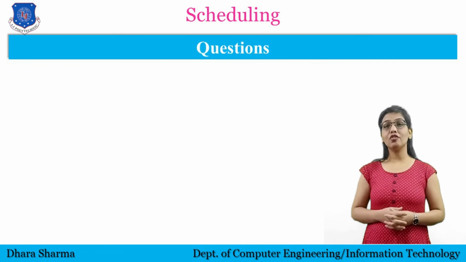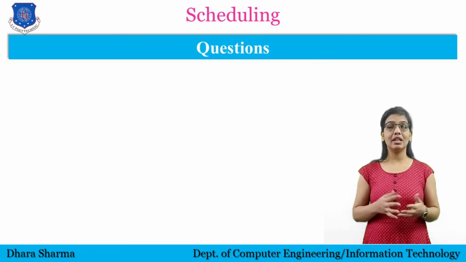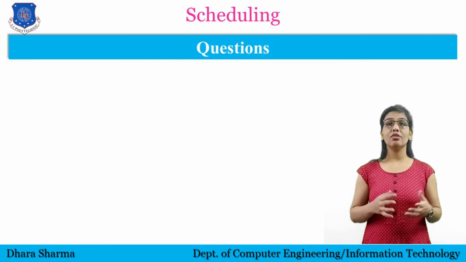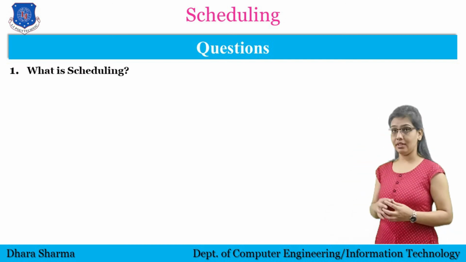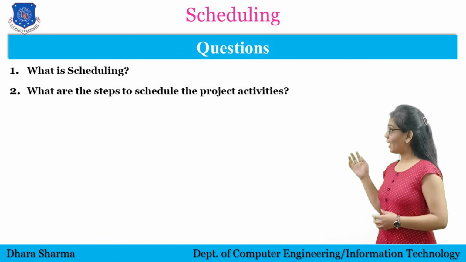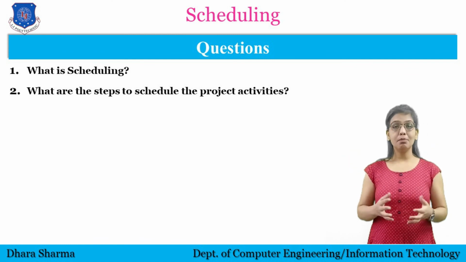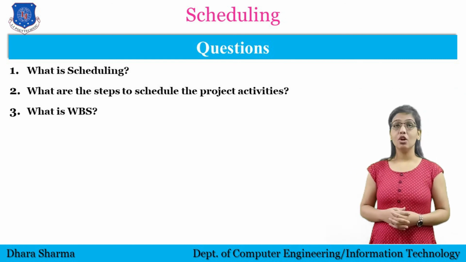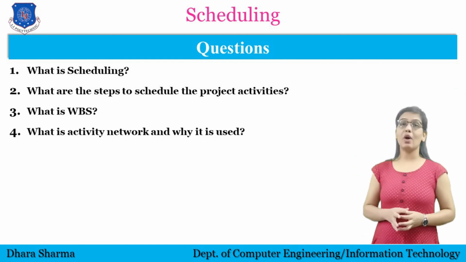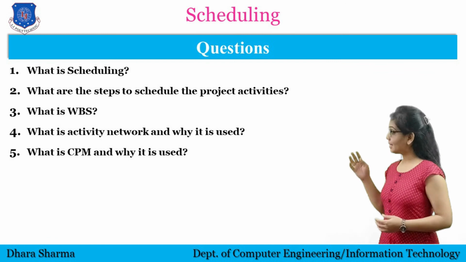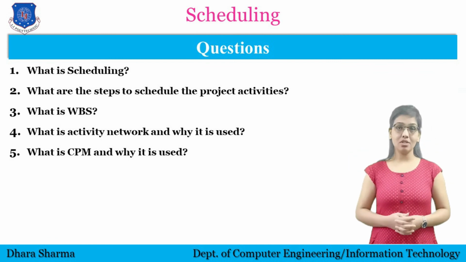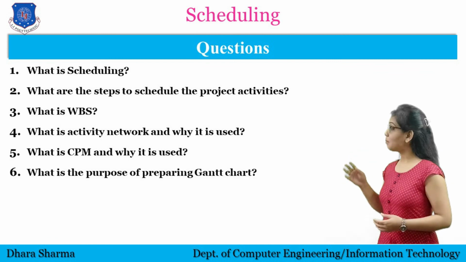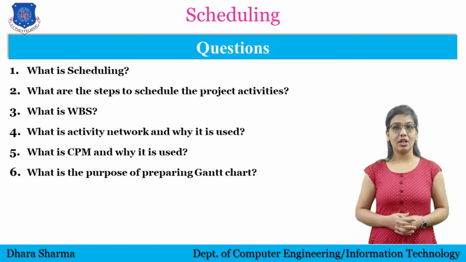Now let's see some of the important questions related to the concepts we learned in this video. So the first one is, what is scheduling? Then what are the steps to schedule the project activities and what is WBS? Then what is an activity network and why is it used? What is CPM and why is it used? And the last one is, what is the purpose of preparing the Gantt chart?